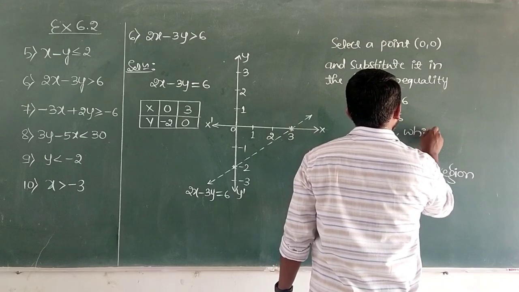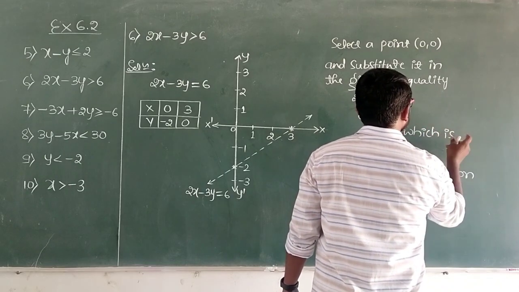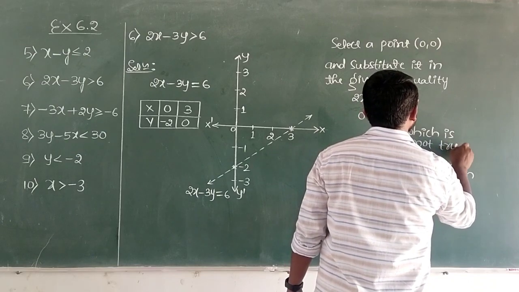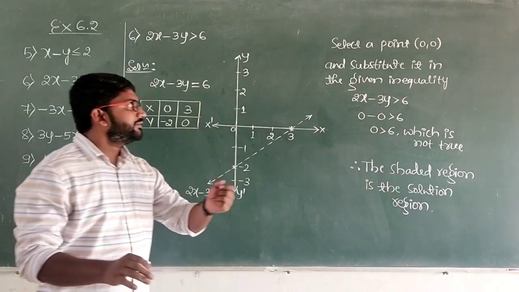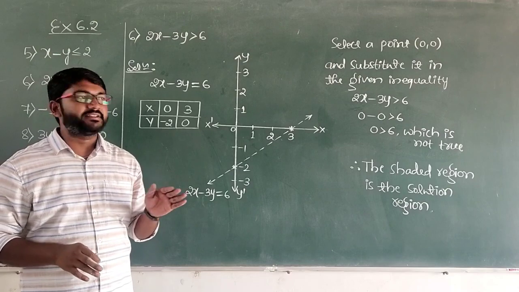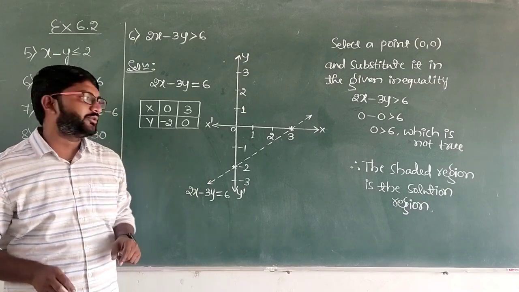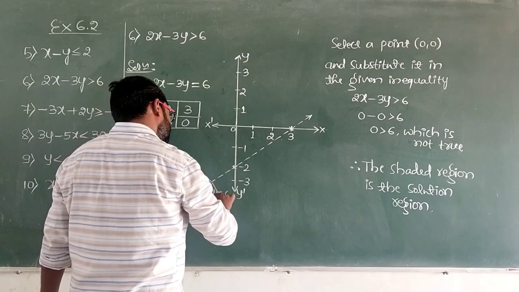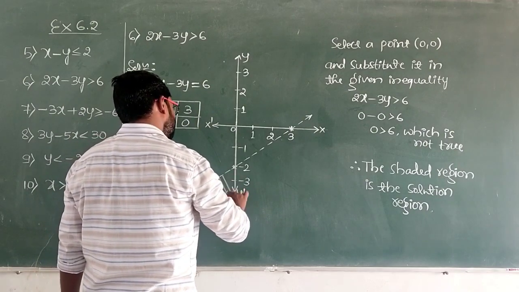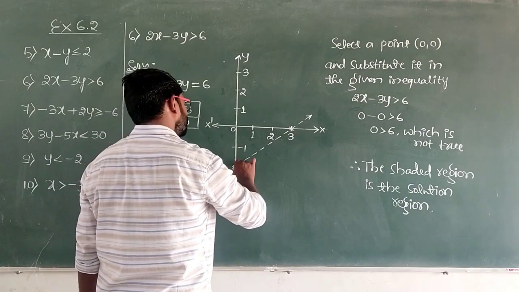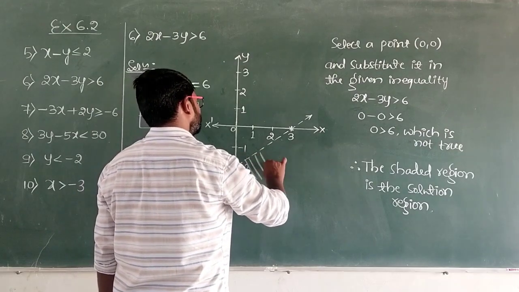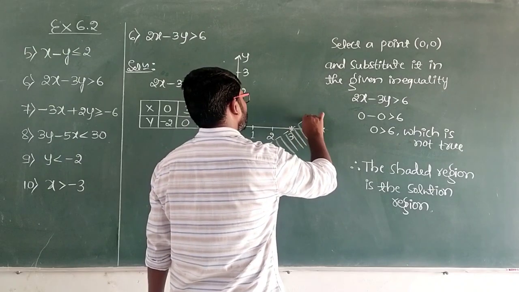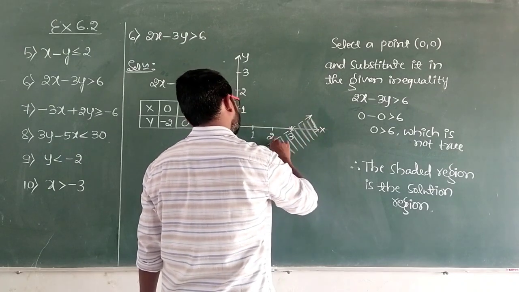Which is not true. So whenever it is not true, we have to shade the region away from the origin, not towards the origin. The away from the origin region is this region. So we have to shade this particular region. This is going to be the solution region.